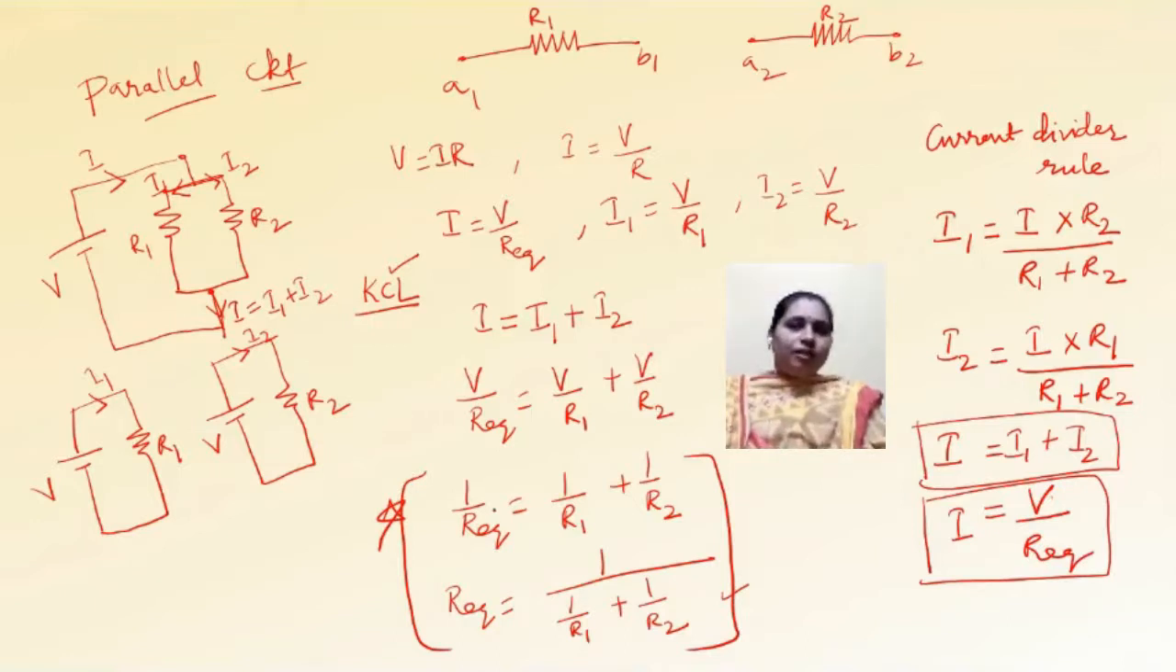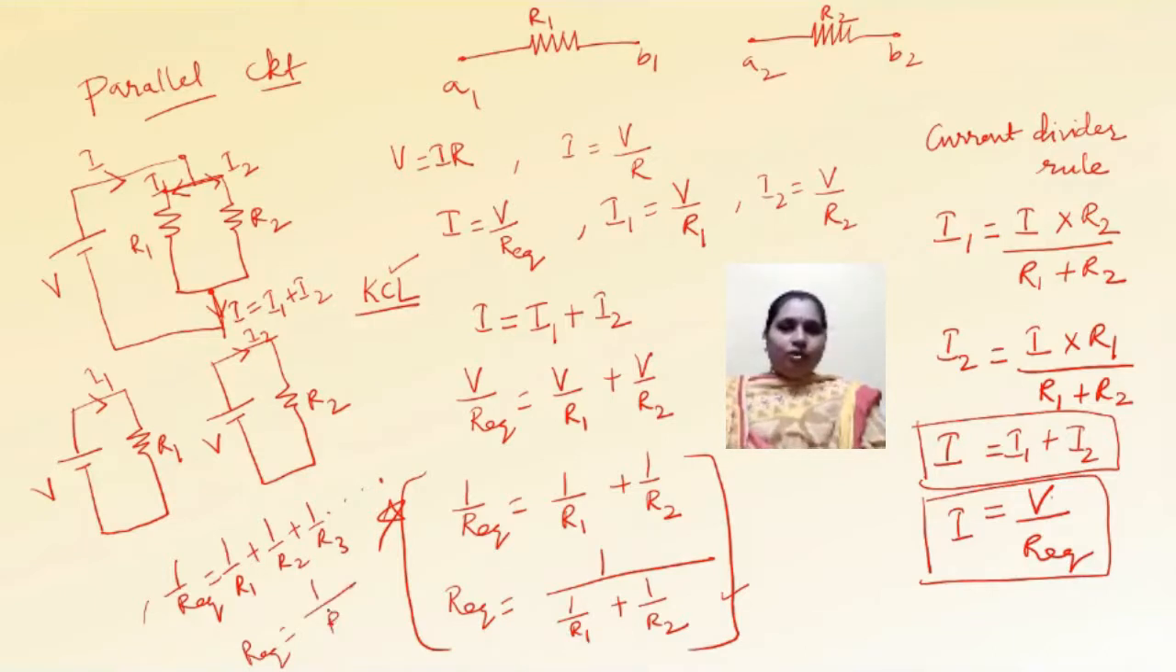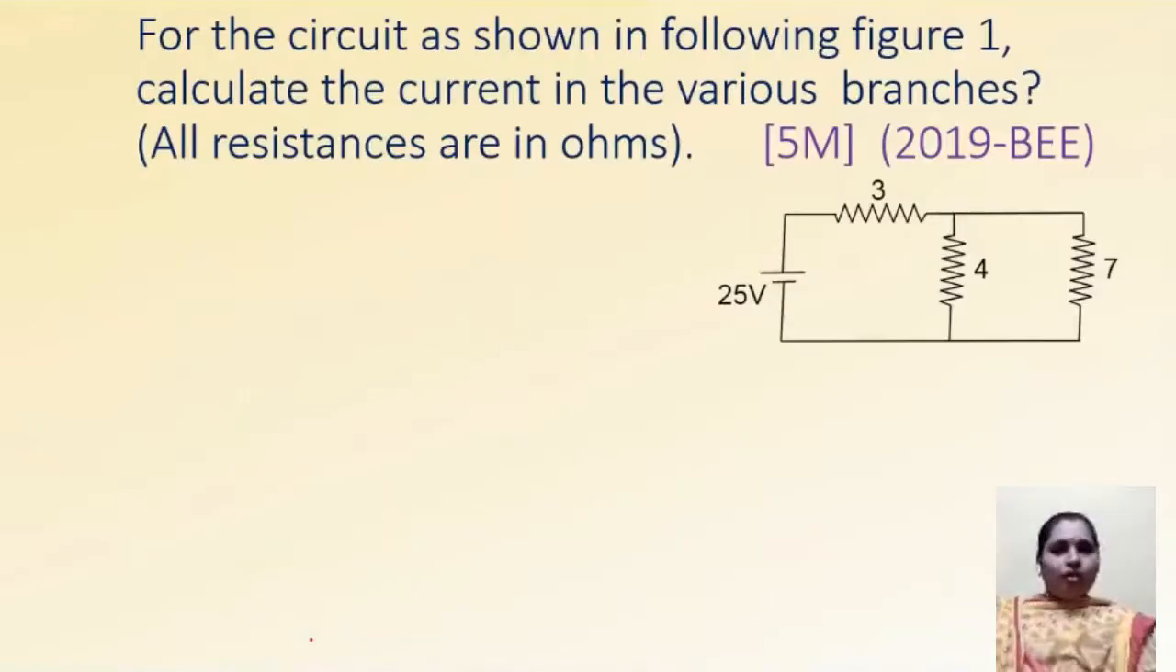The formula for resistance in parallel is 1 by R equivalent equals 1 by R1 plus 1 by R2. If there are n resistors, it will be 1 by R equivalent equals 1 by R1 plus 1 by R2 plus 1 by R3 and so on. To find R equivalent, you need to take the reciprocal of the value you have obtained here. So on this note we are going to solve problems for series and parallel circuits.